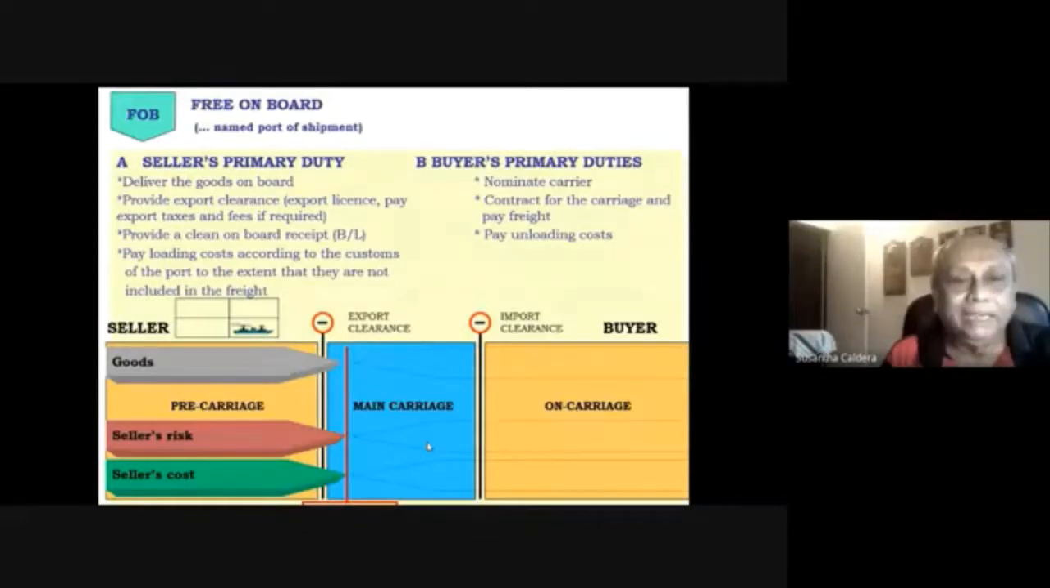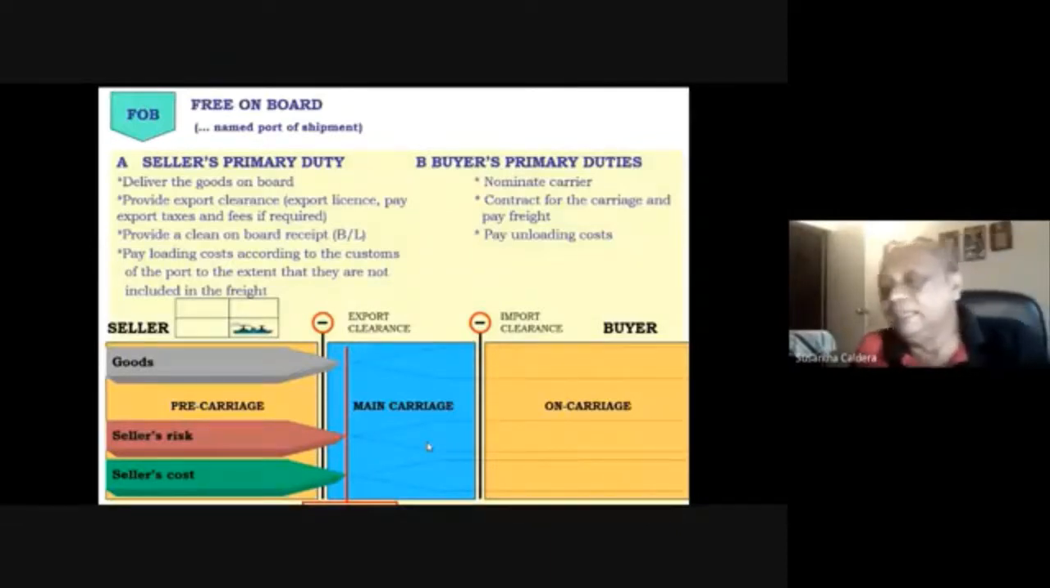Pay loading cost according to the customs of the port, to the extent that they are not included in the freight. If the loading costs are not included in the freight, then the seller has to bear the loading cost, right? Here the most important thing, even the pre-carriage has to be done by the seller. Pre-carriage means from the warehouse to the port.